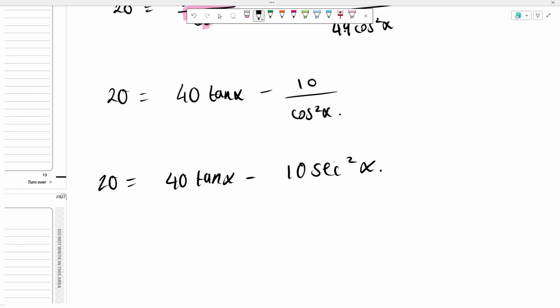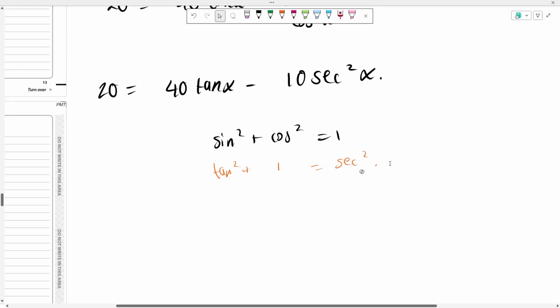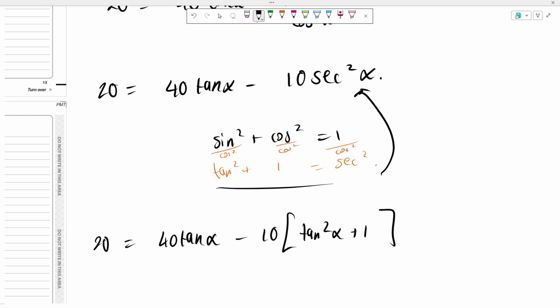How is sec squared linked to tan? There's an identity. Using your sine squared plus cos squared is equal to one identity, you can actually make a new identity from this. Well, you can make tan squared plus 1 is equal to sec squared. So using this identity, I'm going to sub this into here. And I'm just going to quickly explain as well how I ended up with this. Divided by cos squared for each of the expressions. Okay, anyways, let's continue on. This gives us 20 is equal to 40 tan alpha minus 10 tan squared alpha plus 1.